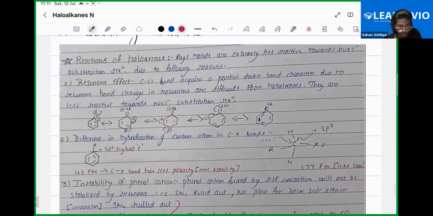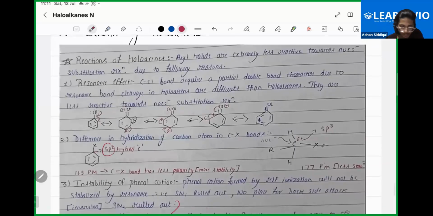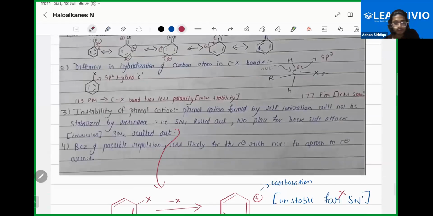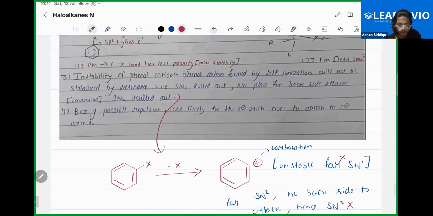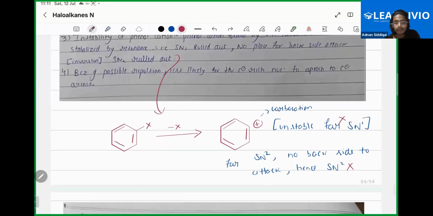In haloarenes we have an sp2 carbon, and in an alkyl halide we have an sp3 carbon. So which one is easier to break? This one. So this is again a reason. The third is instability of the phenyl cation. If you are doing self ionization on a phenyl ring, the carbocation generated is very unstable, so SN1 is ruled out. For SN2, you need a place to attack from the backside. As sp2 is planar, you don't have any side you can call a backside, so you cannot do SN2 as well.